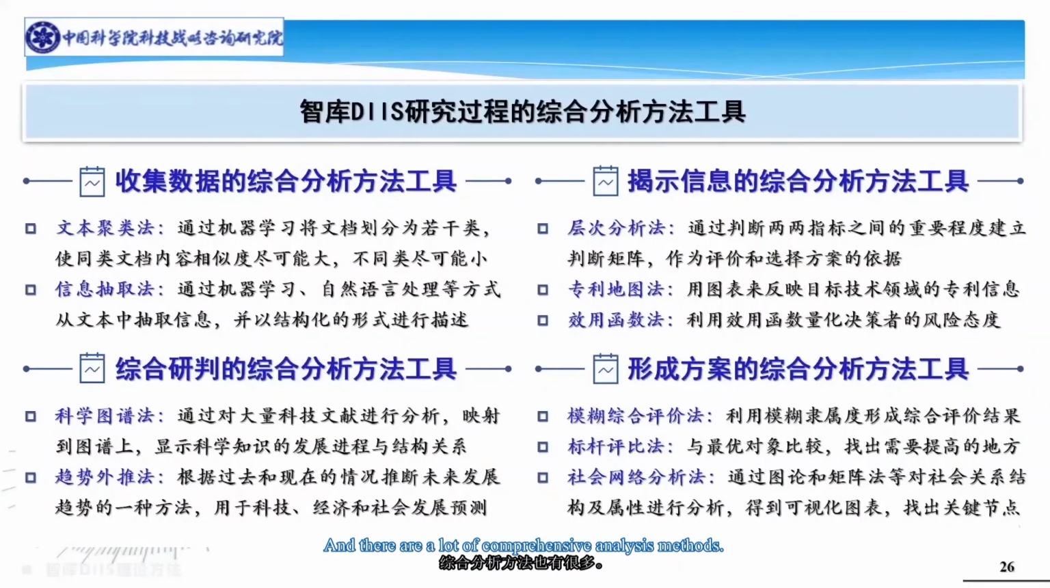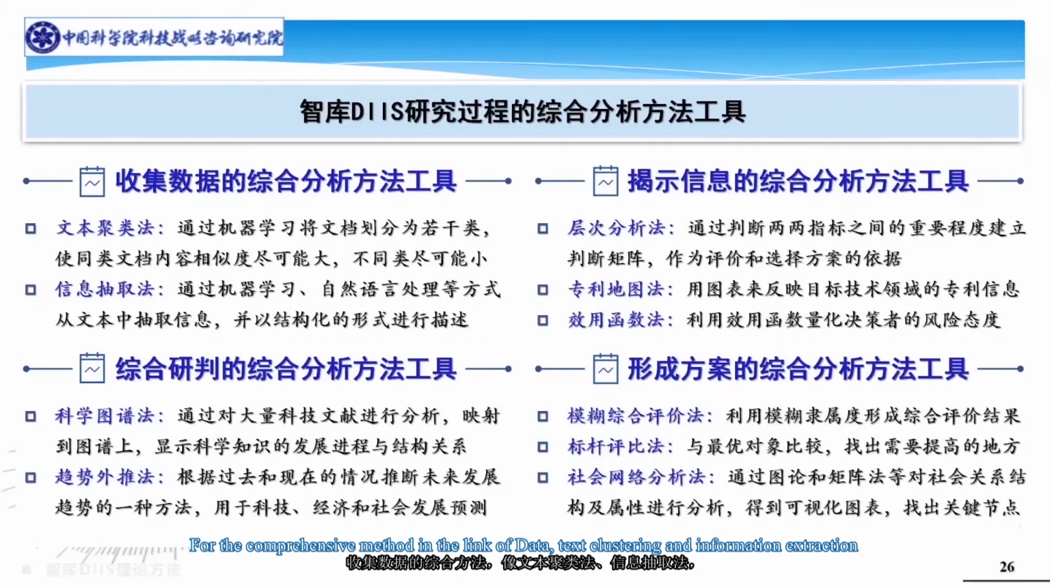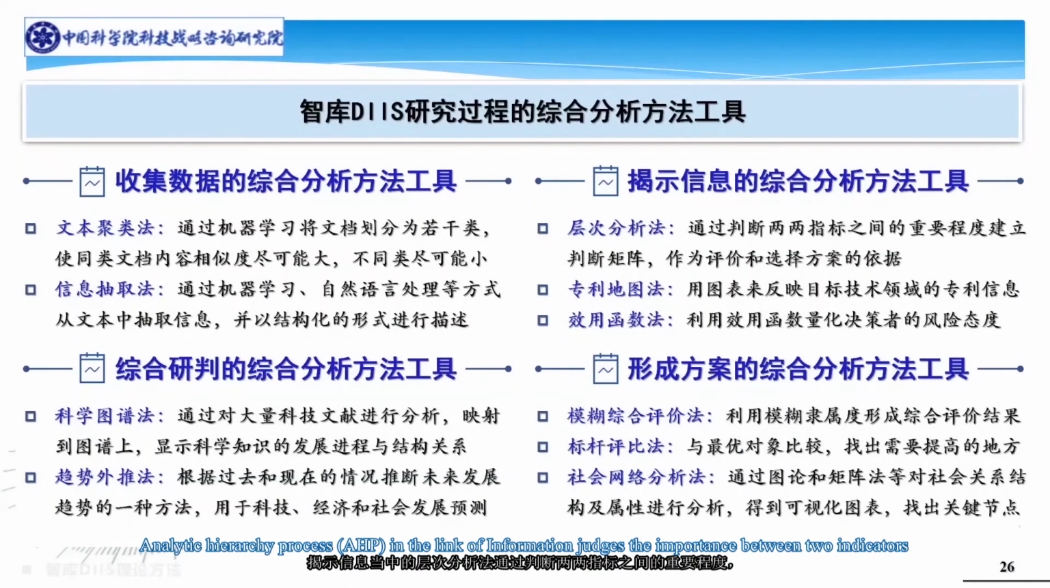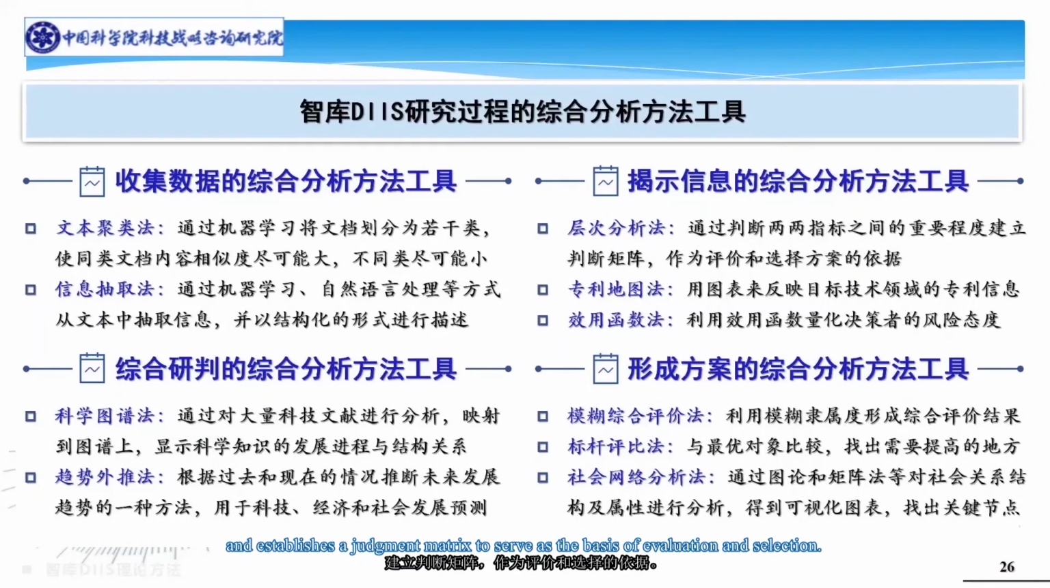And there are a lot of comprehensive analysis methods. Actually, I believe in think tank research, we should adopt more such methods as far as possible. For the comprehensive method in the link of data, text clustering and information extraction play a role of machine learning. Analytic hierarchy process in the link of information judges the importance between two indicators and establishes a judgment matrix to serve as the basis of evaluation and selection.